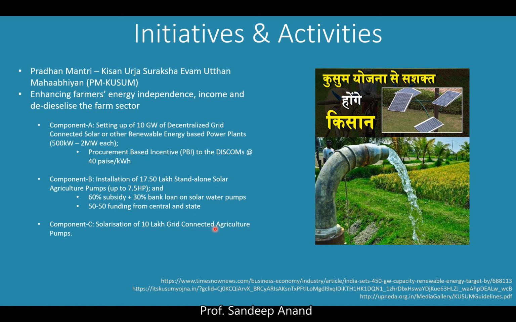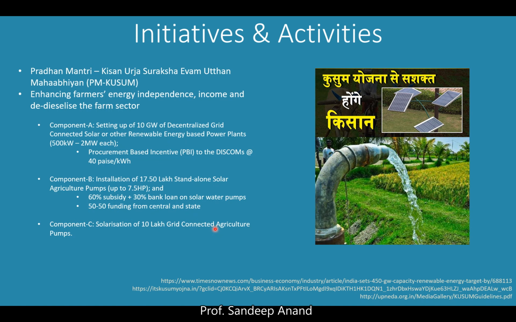So considering that, this scheme was set up, and it had three components. Component A was to set up smaller power plants based on solar, each of about 500 kilowatt to 2 megawatt, and that power can then be sold to the local distribution company. So these plants could be set up on the farmland.